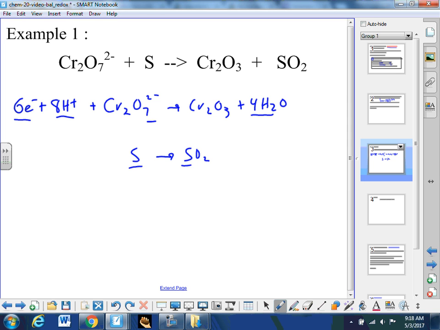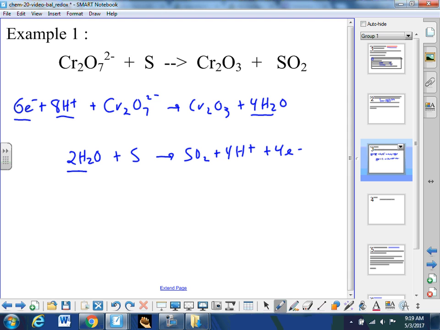Sulfurs balance. To balance oxygens, I'm going to add 2 water molecules to this side. So now I've got 2 oxygens to balance those 2 oxygens. Then to balance the hydrogens, I've got 4 hydrogens here, so I have to add 4 hydrogen ions to the product side. And now to balance charges, my reactant side is 0. Right now the product side is 4 positive, so I have to add 4 electrons to the product side. Now my reactant side and product side are neutral.